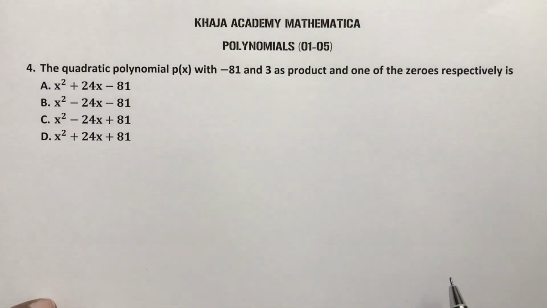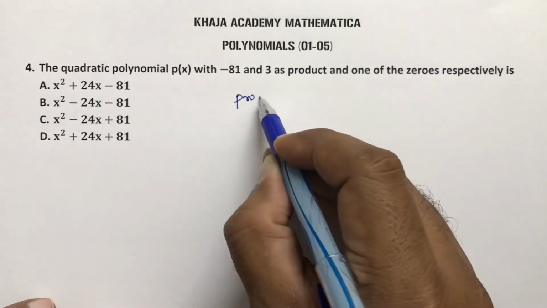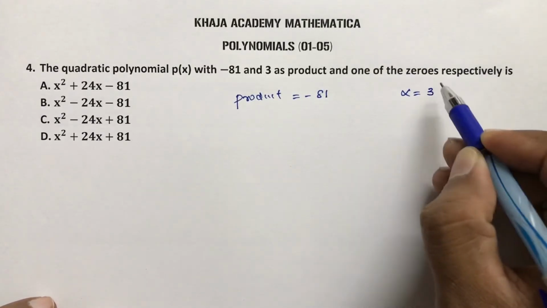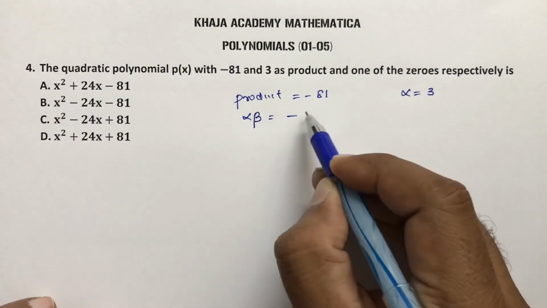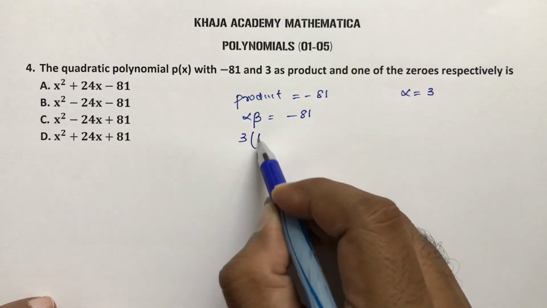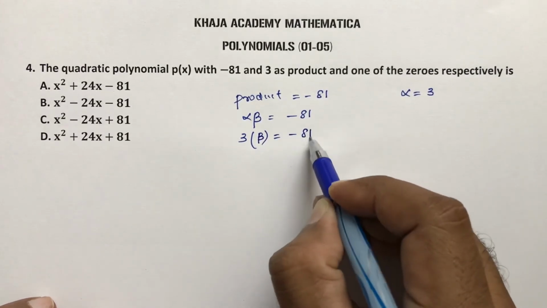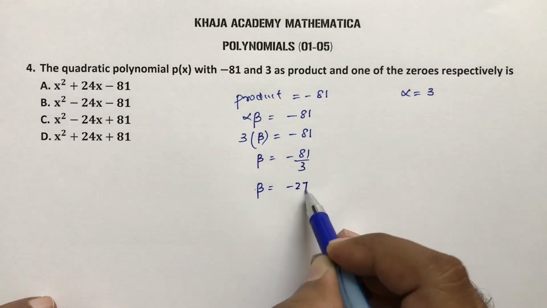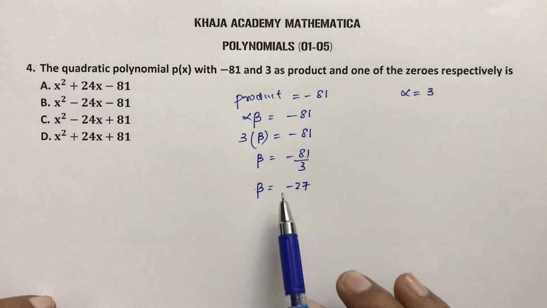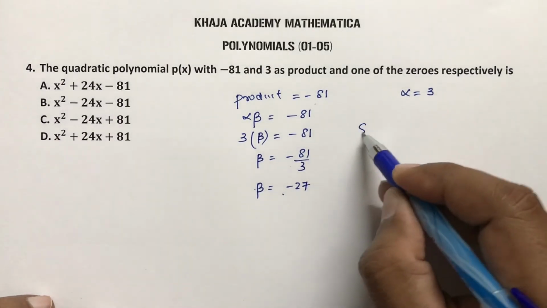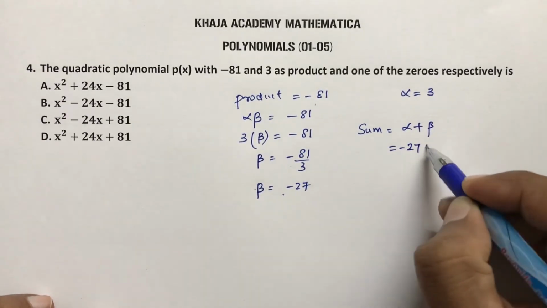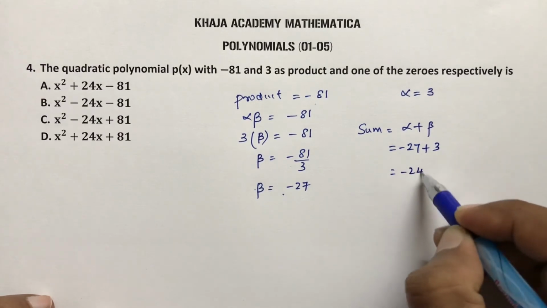The quadratic polynomial p of x with minus 81 as product and one zero being 3. So product is minus 81 and alpha is 3. Alpha into beta is minus 81, so beta is minus 81 by 3, which is minus 27. So you have alpha, beta and product. First find the sum: alpha plus beta is minus 27 plus 3, that is minus 24.